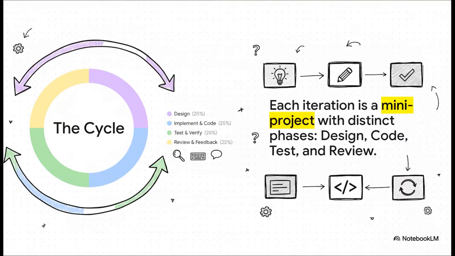Every single iteration is basically its own little mini project, and it follows this exact same cycle. The team designs a new feature, they code it up, they test it to make sure it works, and then, and this is the most important part, they review it to get feedback. Once that loop is done, they just start it all over again for the next set of features.